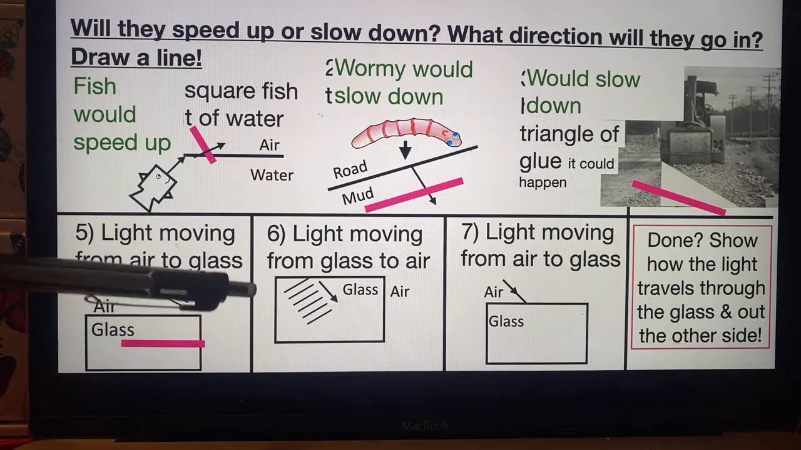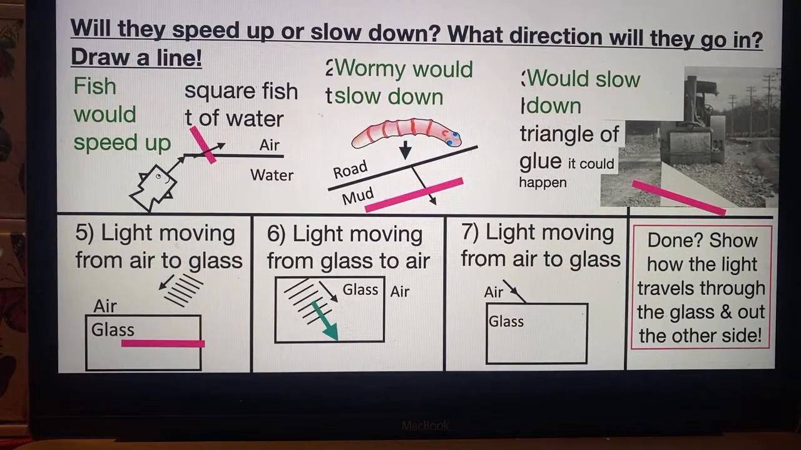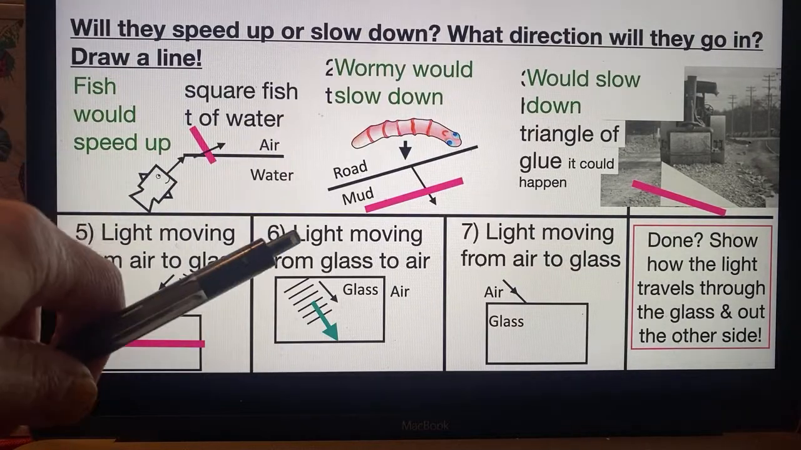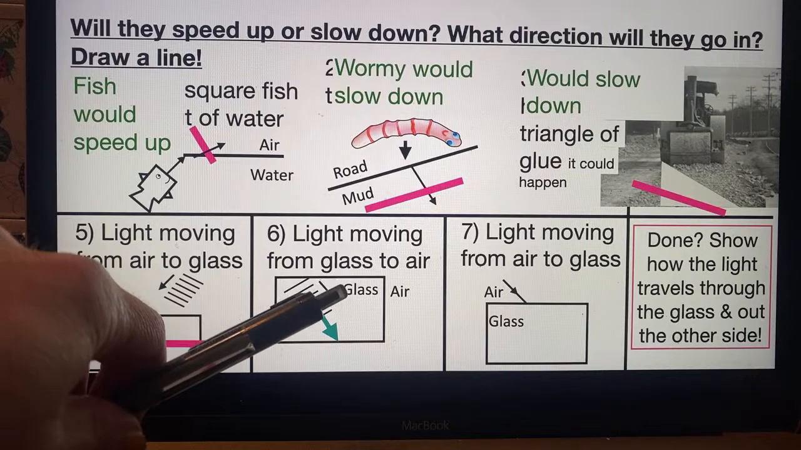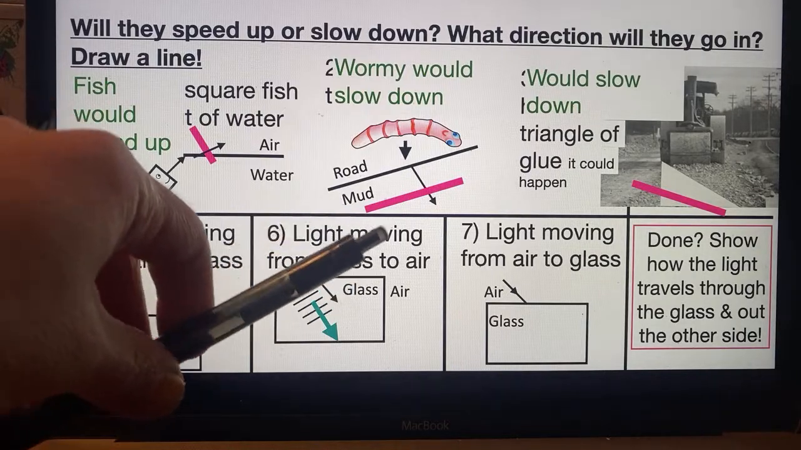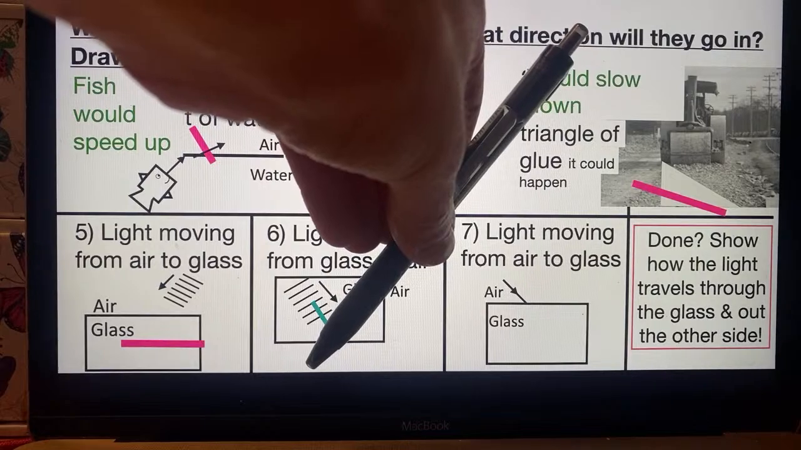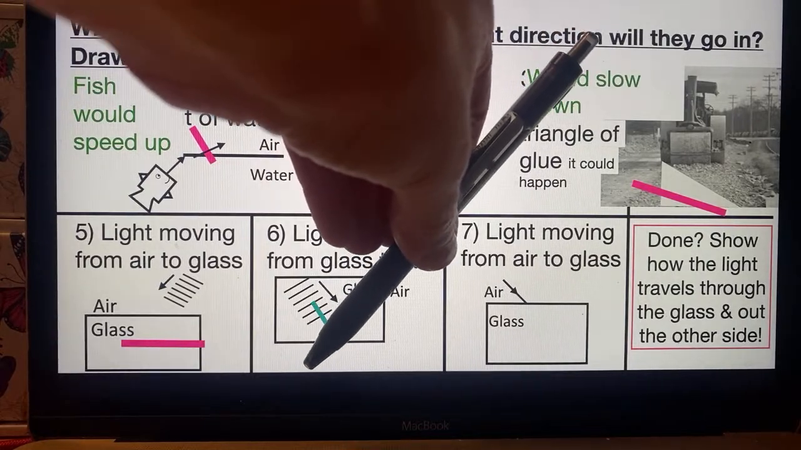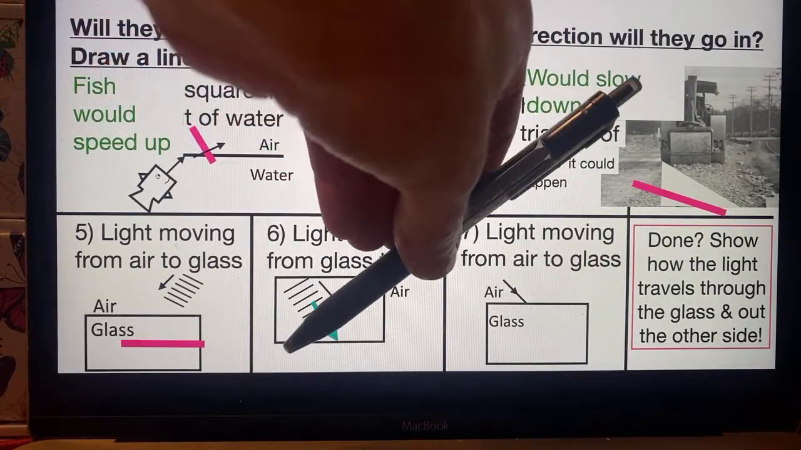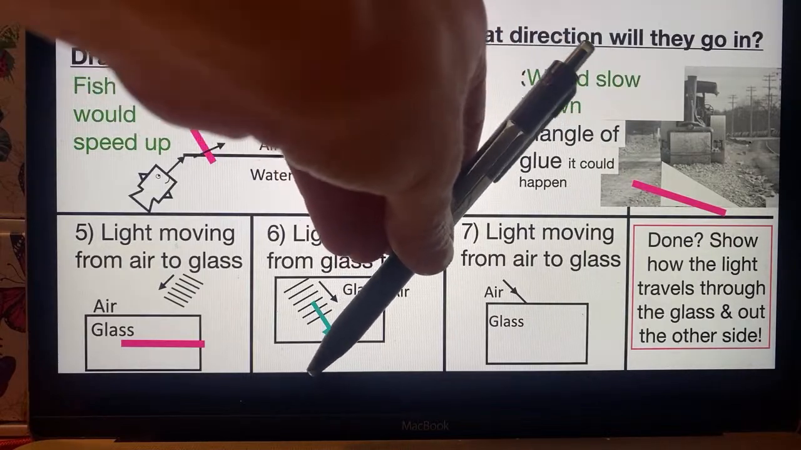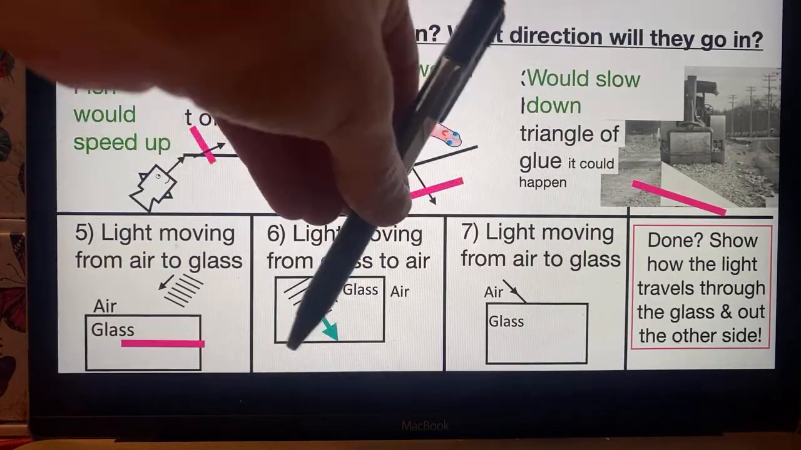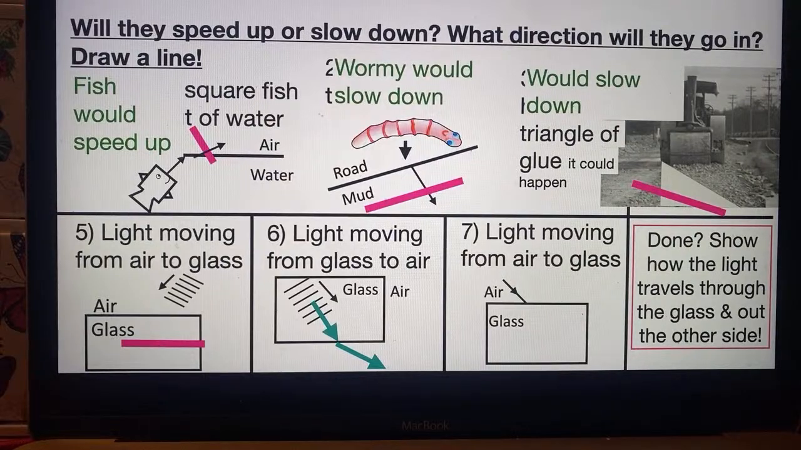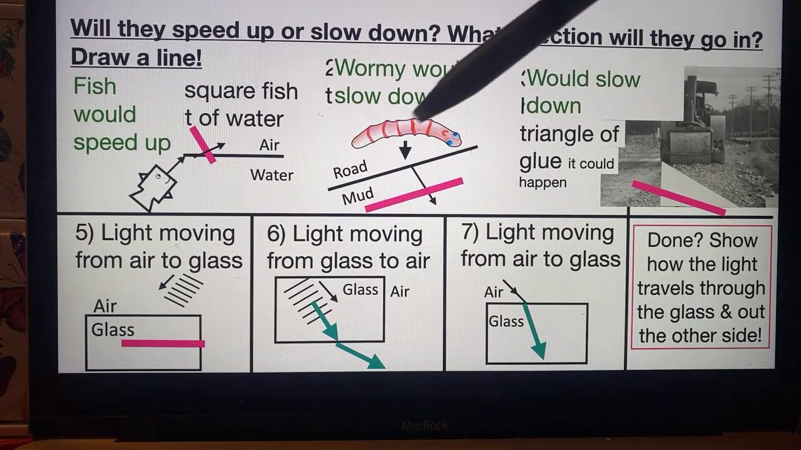Light moving from glass to air, what's going to happen there? So again, the bottom of the ray is going to hit the air first. So the bottom of the ray is going to speed up, whereas the top bit of the ray in this diagram is kind of still stuck moving slowly through the glass. So again, it's going to bend off towards the right, isn't it? Terrible with left and right.